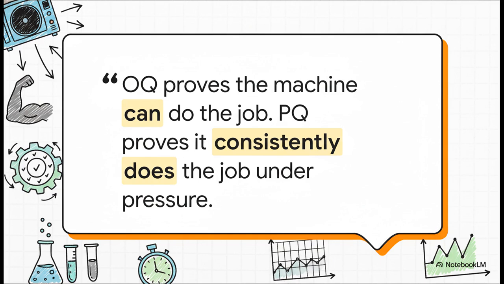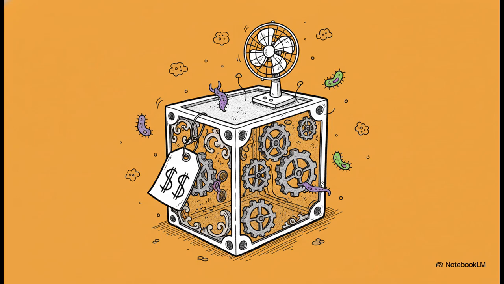OQ proves the system can do the job. It's the proof of its capability. But PQ proves that it consistently does the job under pressure. That's the proof of its reliability. And really, this is the bottom line. If you skip a step or if you don't do both of them right, then your multi-million-dollar cleanroom isn't actually a cleanroom. It's not validated, it's not compliant, and you can't trust it to make safe products. It's really just a very, very expensive box with a fan.